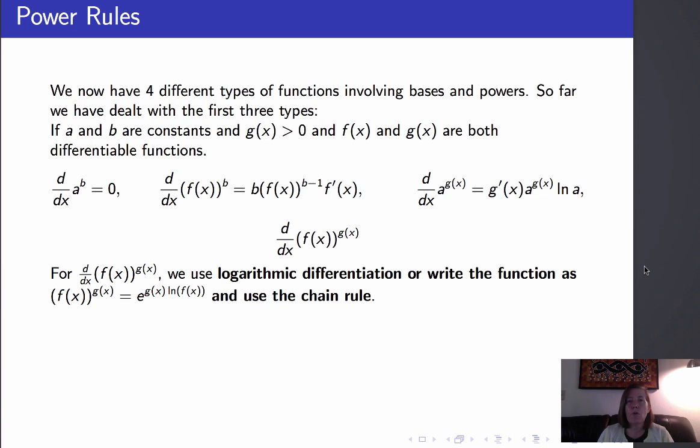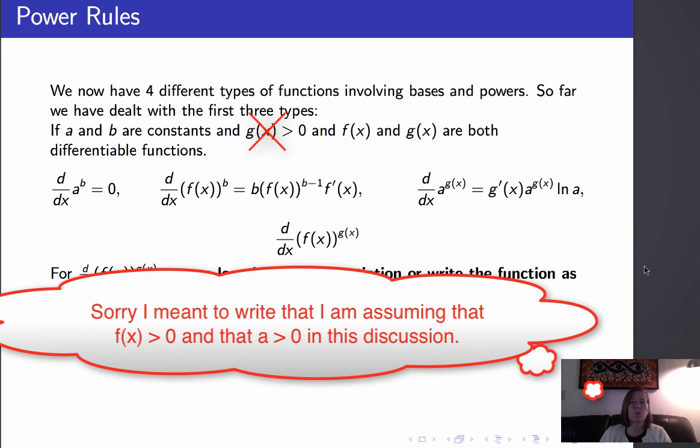Now we have 4 different types of functions involving bases and powers, and we have all of the tools we need to differentiate each one, but I just want to recap on how you might approach the 4 different types. If a and b are constants and g of x is some function which is always greater than 0, and f of x and g of x are both differentiable, then if I were asked to differentiate a to the b, because this is a constant function, the a and the b are not changing as x changes, its derivative is 0.